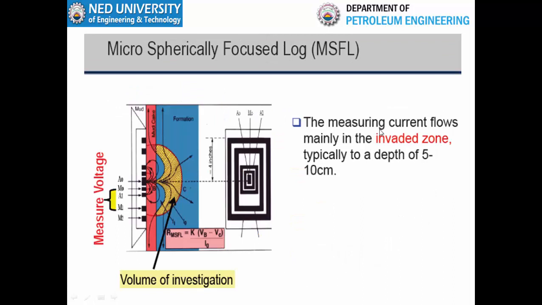And as you can see, the MSFL log, which is generally run, only measures around 5 to 10 centimeters into the formation. So MSFL is measuring the flush zone resistivity only around 2 to 4 inches into the formation. So it is the shallowest measurement. It is measuring the flush zone resistivity, mud cake plus some formation.